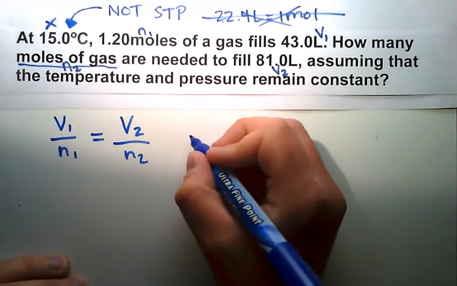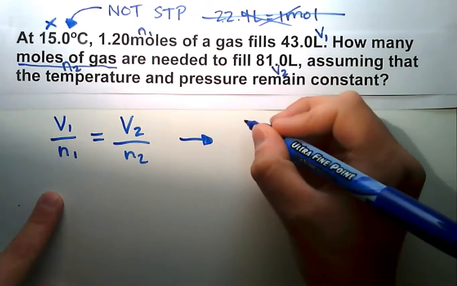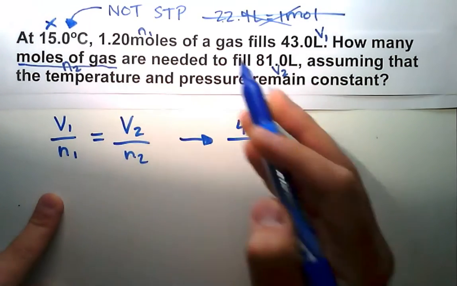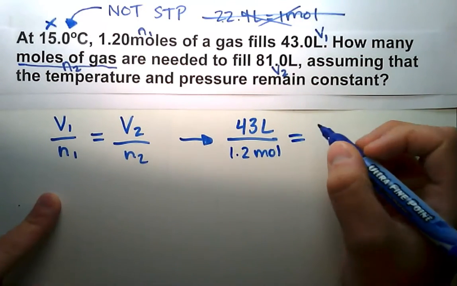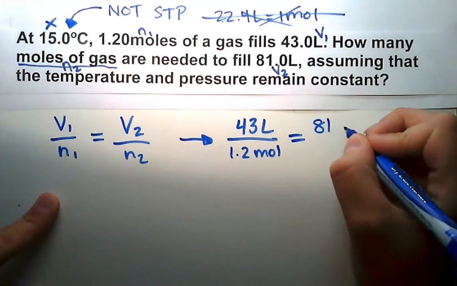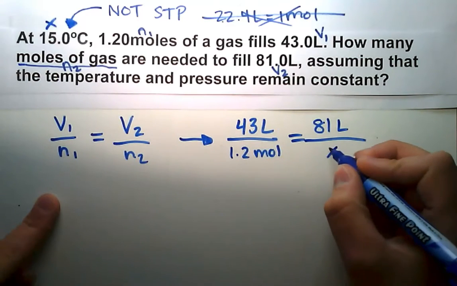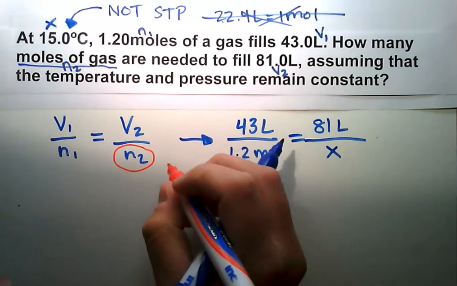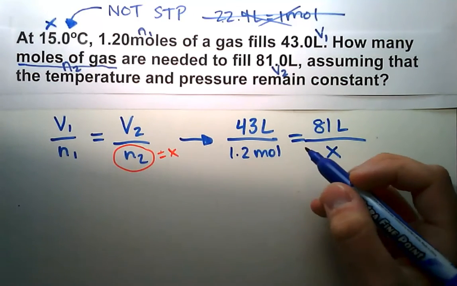So I'm going to actually do that over here. V1, let's see, 43 liters over N1, 1.2 moles, equals V2, which is 81 liters, over N2, which we don't have, so we're going to substitute in X. And I'm going to go ahead and circle that so we remember that that is what we're looking for. That is our value of X.